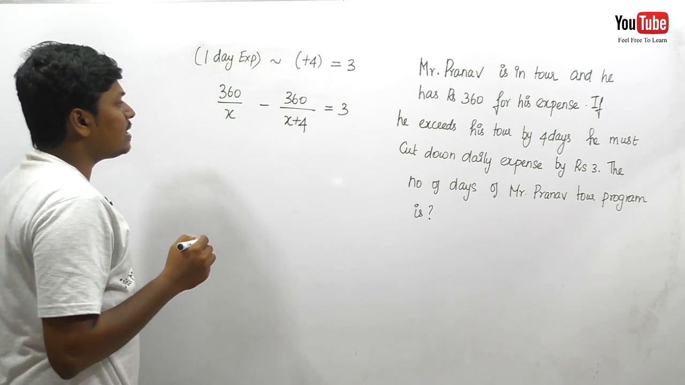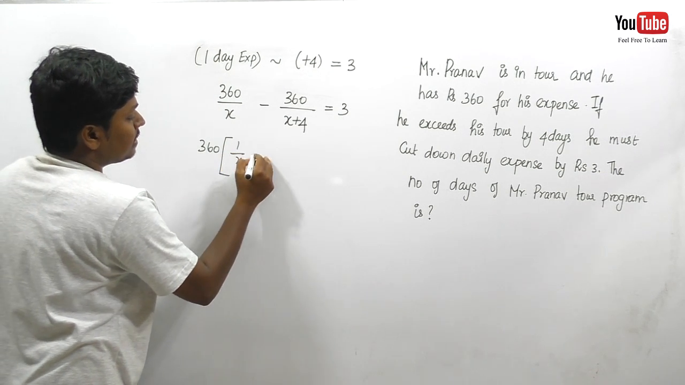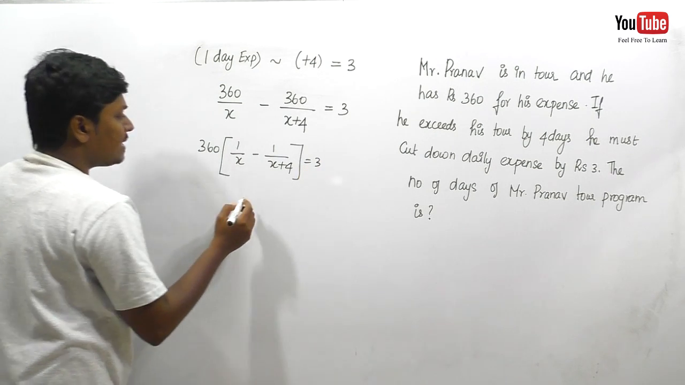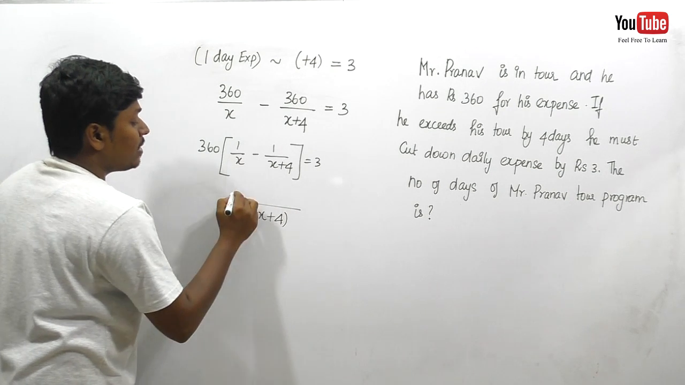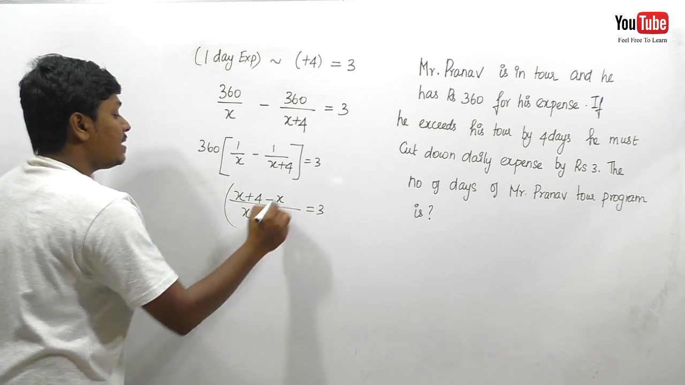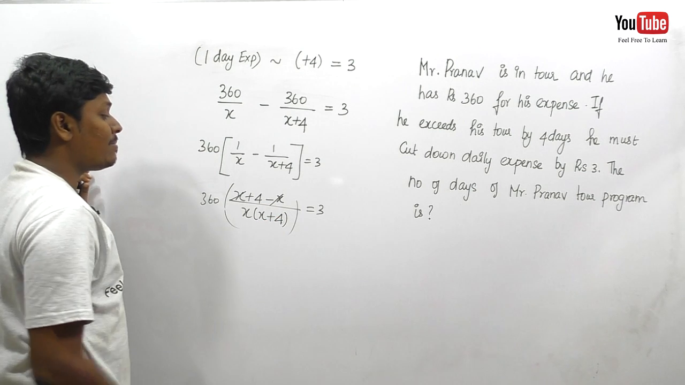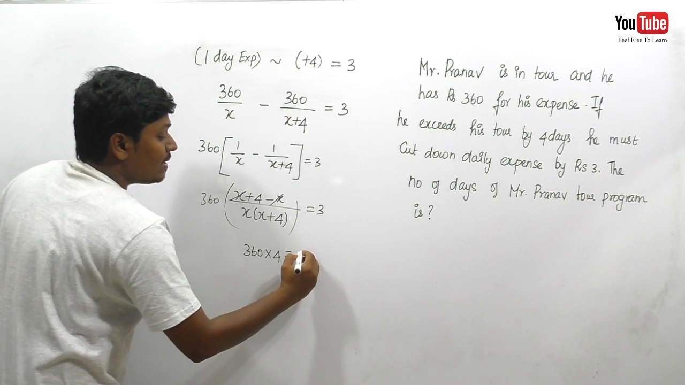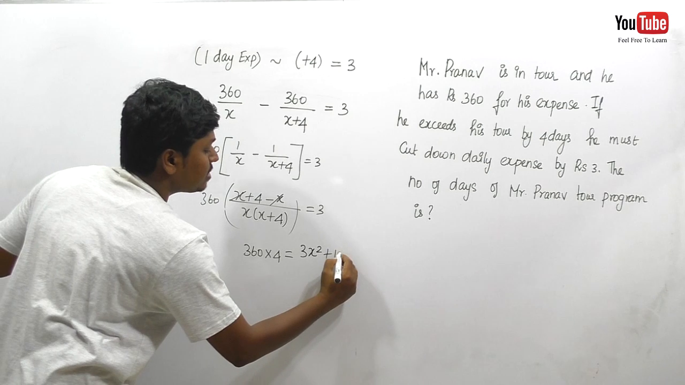So let me try to solve this equation. I think we can take 360 as common: 1 by x minus 1 divided by x plus 4 is equal to 3. Take an LCM, that is x into x plus 4. In the numerator, x plus 4 minus x. Here it is 360, and plus x and minus x cancel, so the remaining is 4. So 360 into 4 is equal to, here it is x square plus 4x, but here it is 3, so 3x square plus 12x.